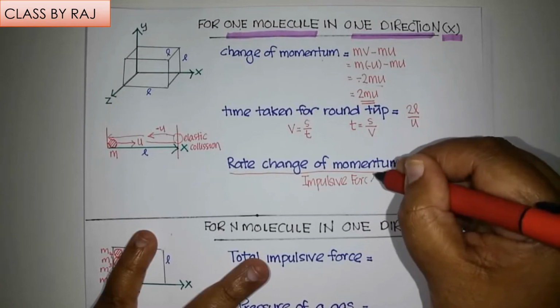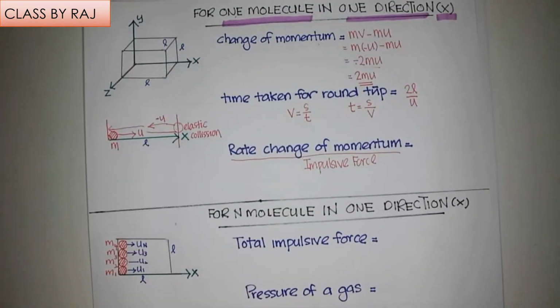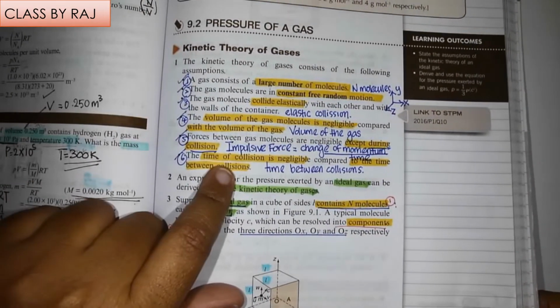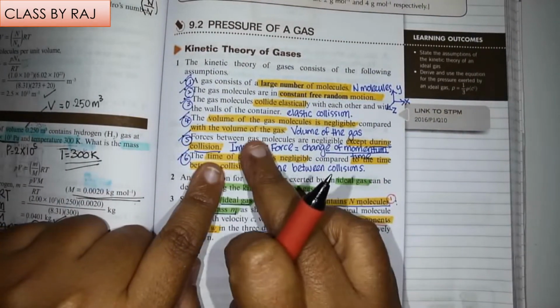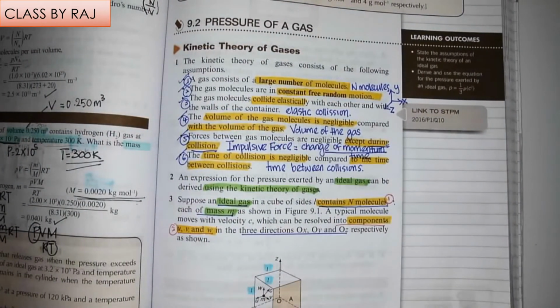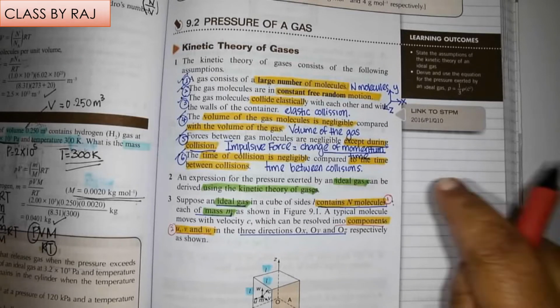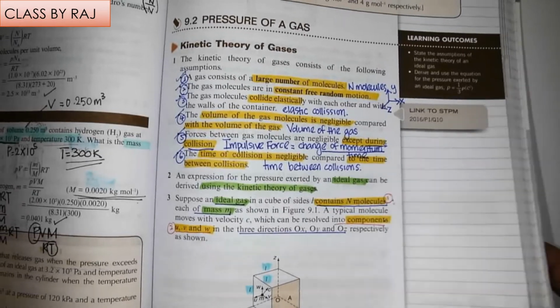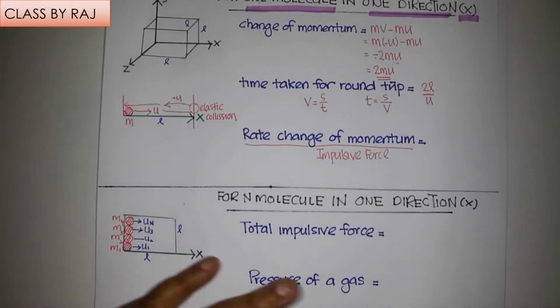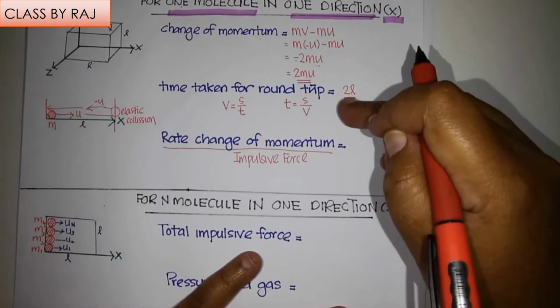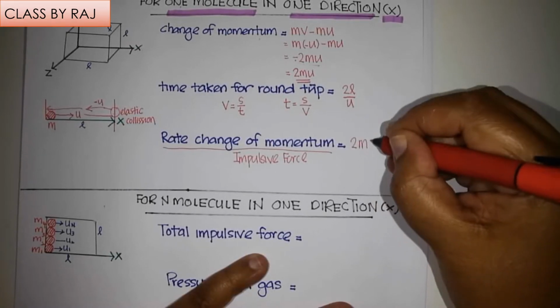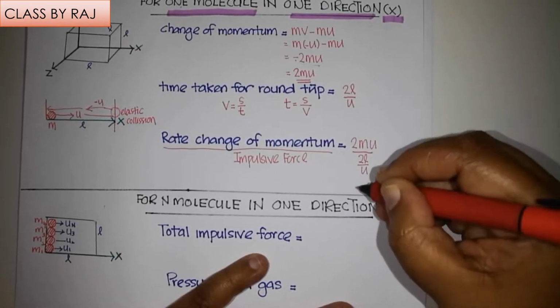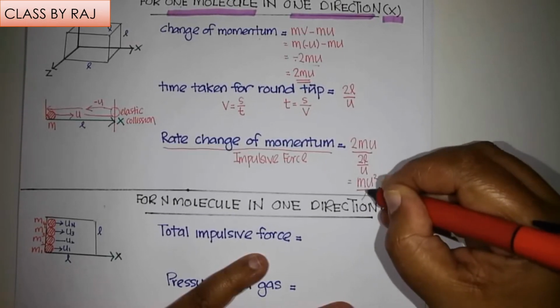Now why is it only impulsive force, not other force? Because according to assumption number 5 of the kinetic theory of gases, forces between gas molecules are negligible. That means intermolecular forces are negligible except during collision. So only impulsive force is taken into account to prove the pressure of a gas. Impulsive force is change of momentum over time taken. So you will have 2mu over 2l over u, then you will get mu square over l.